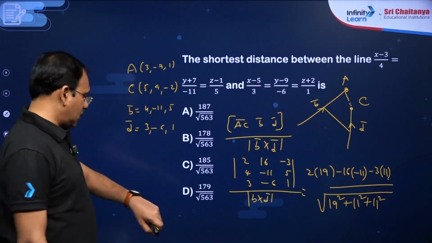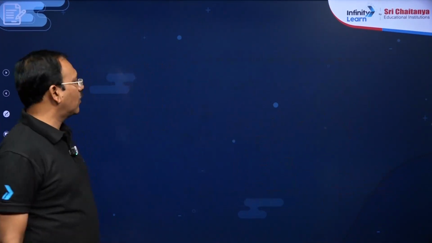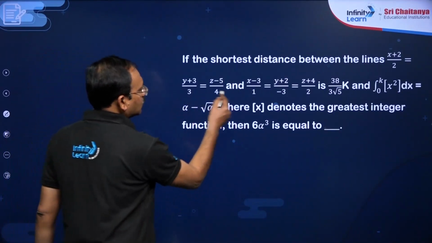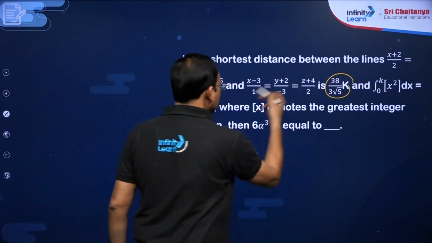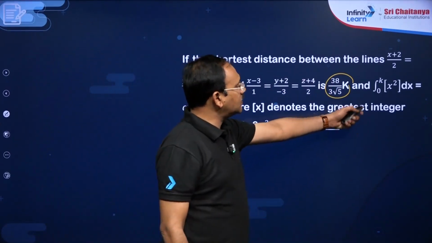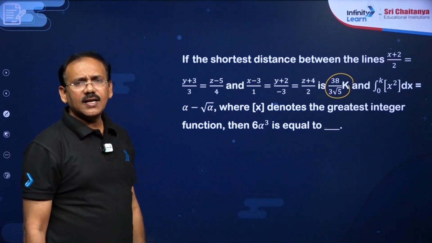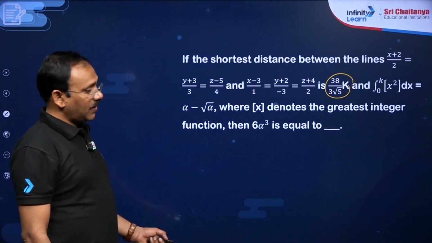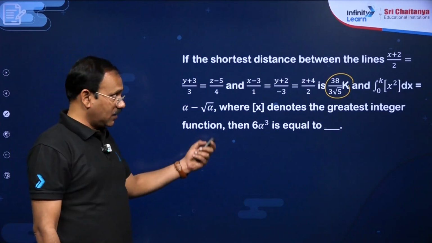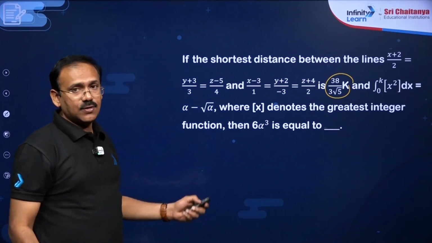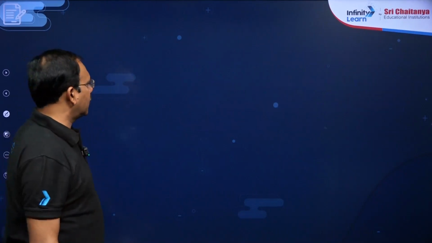So, the shortest distance between two skew lines can be found out like this. The shortest distance between the first two lines is given itself, so you can find the value of k. Now, the integral from 0 to k of the step function x square is just a definite integral problem. I guess k must be an integer. You know how to break the integral: wherever x square is an integer, at those x values you have to break the integral and do it, dear students.